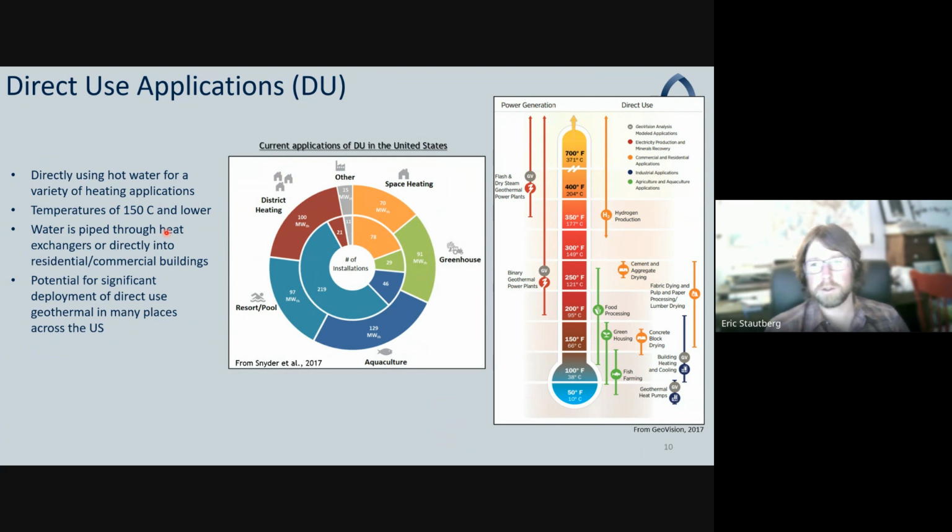The last thing I want to talk about with direct use before we dive into electrical power generation are some of the different direct use applications here in the US. And this is from 2017. But these are some of the different uses as of then.